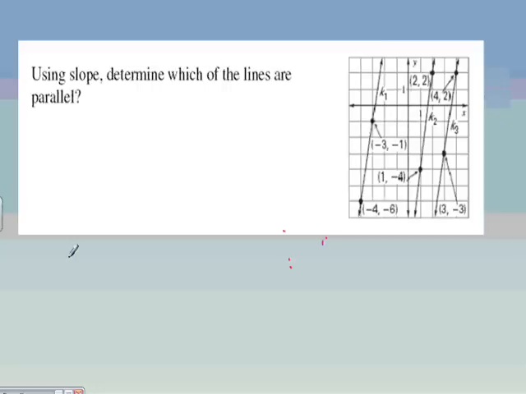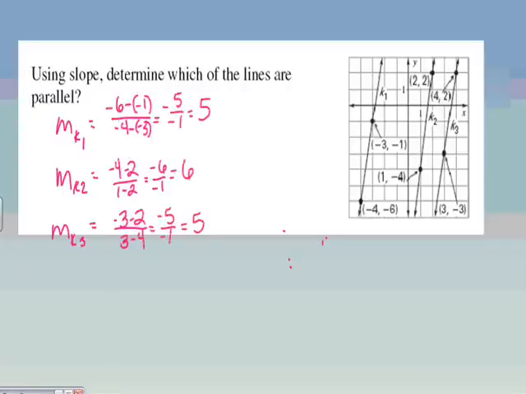And in this case, we are going to use slope to determine which of the lines are parallel. So what I need you to do for me is find the slope of K1, the slope of K2, and then the slope of K3. And once you've done that, come back and tell me which ones are parallel. So hit pause now, please.